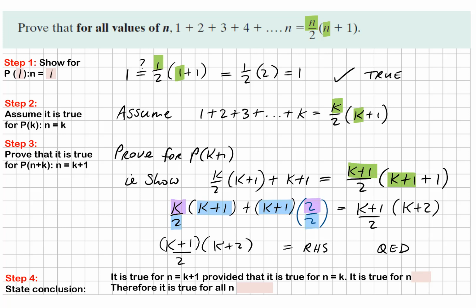So the final step then is to state my inductive proof, state the conclusion. I'm stating it is true for n is equal to k plus 1, provided that it is true for n is equal to k. It is true for n equals 1, that's what we've proved. Therefore, it is true for all n where n is an element of N, the natural numbers.